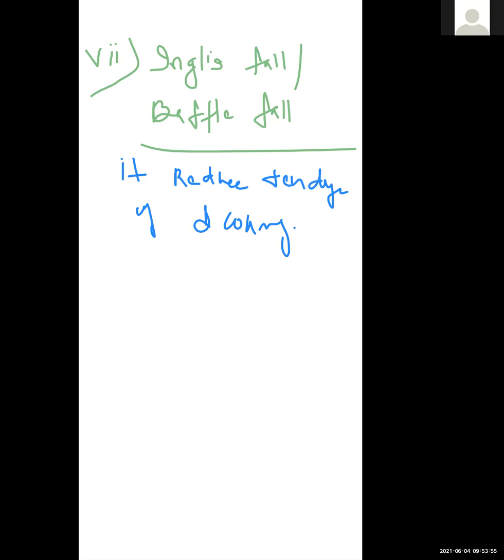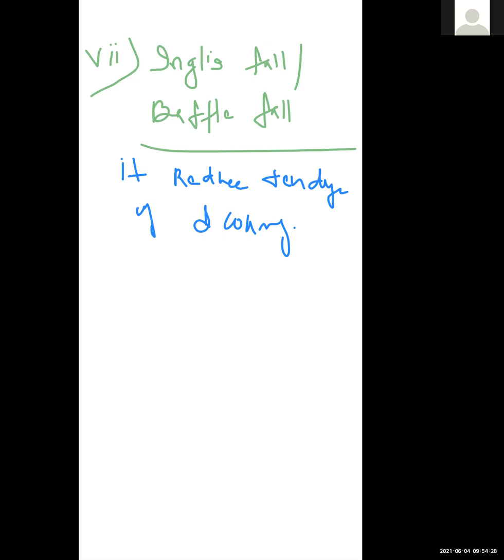Okay, so see the line diagram of baffle fall or English fall. Here a wall is constructed in the glacis fall. The construction is the same but a wall is added, and that wall is called the baffle wall. Here also a crest is there, and after the crest a straight glacis is constructed, and in between the straight glacis a baffle wall is also constructed.